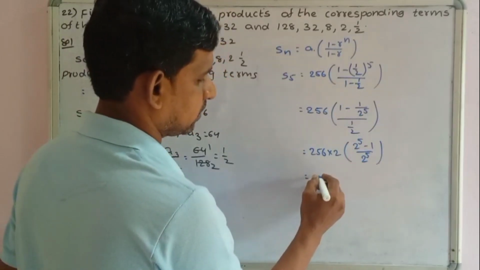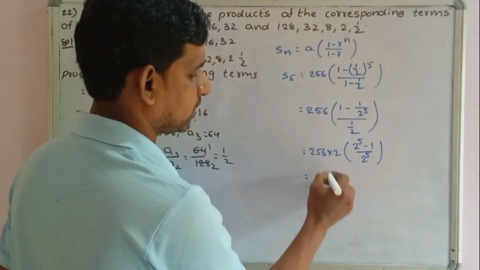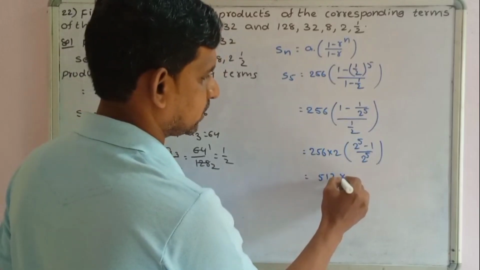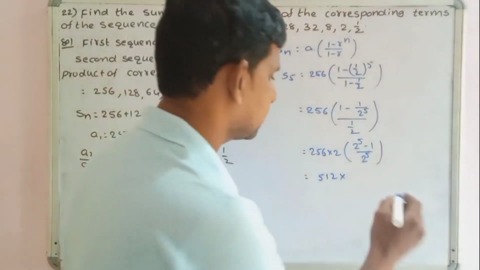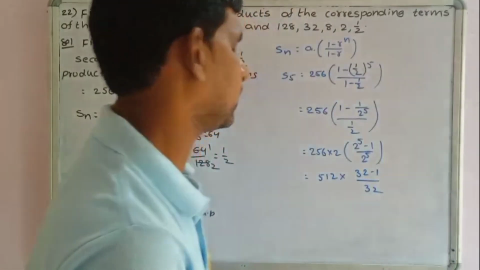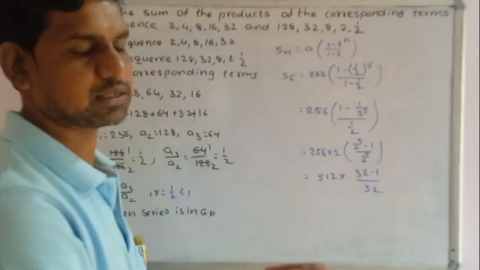Okay, now see, 256 into 2 is 512, into the 2 power 5 value. 2 2s are 4, 4 2s are 8, 8 2s are 16, 16 2s are 32. So 2 power 5 minus 1, by this is 32. Okay, the 2 power 5 value is 32.